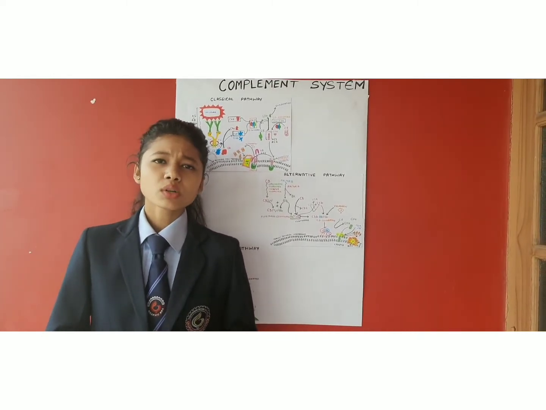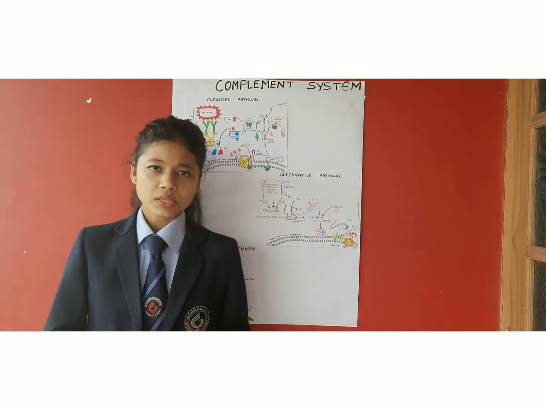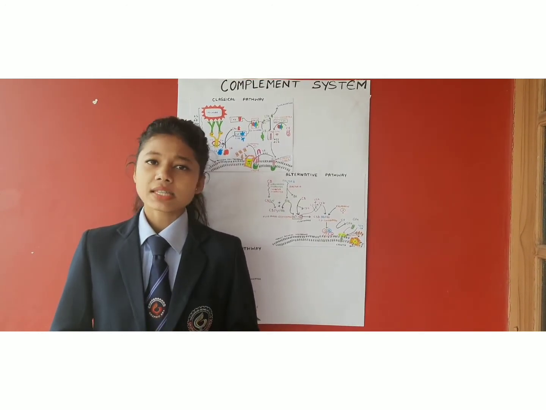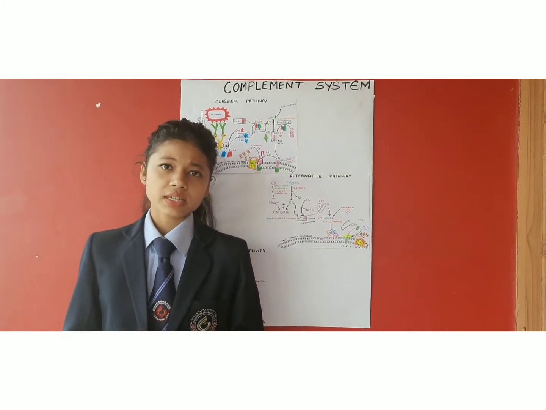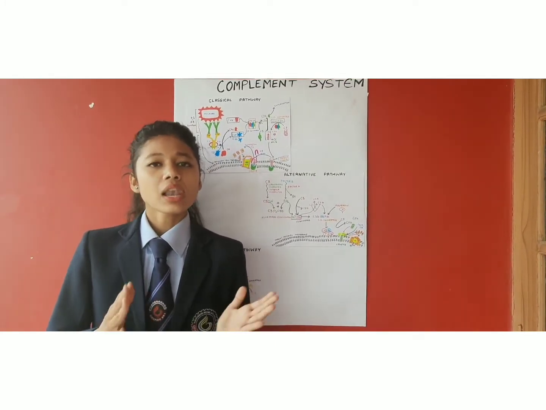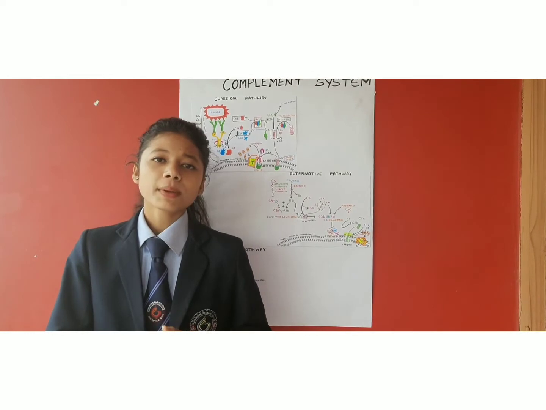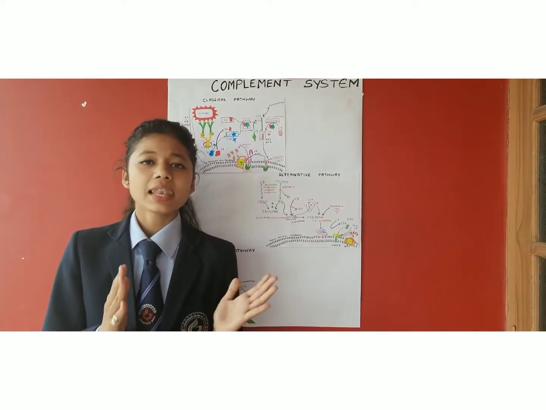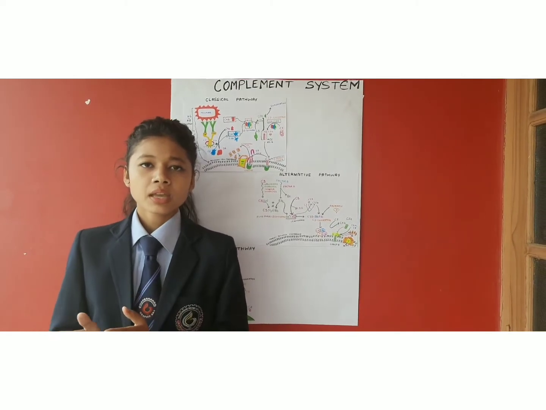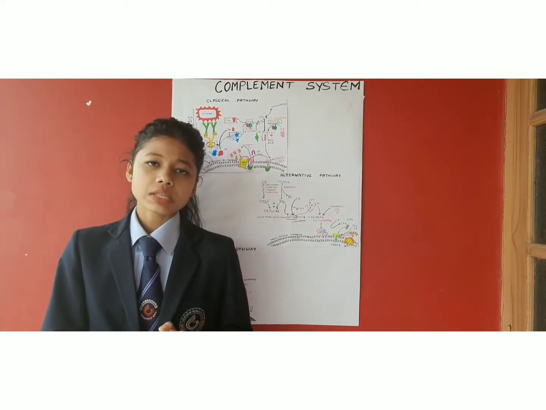Now, talking about the activation of the complement proteins. The complement proteins are always in inactive form. They can only be activated when they cleave into smaller and larger fragments. Complement proteins are cleaved into a smaller fragment designated with A and a larger fragment designated with B. Let us take the example of C3 protein.